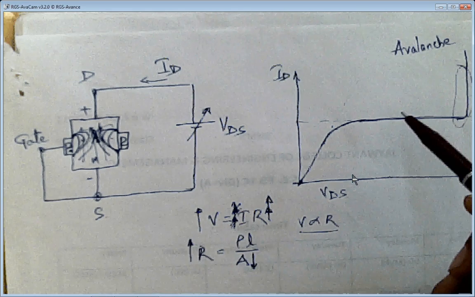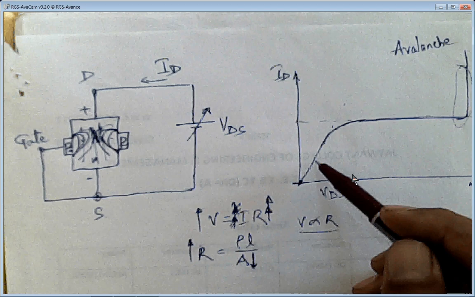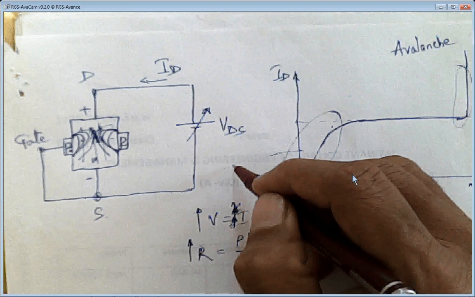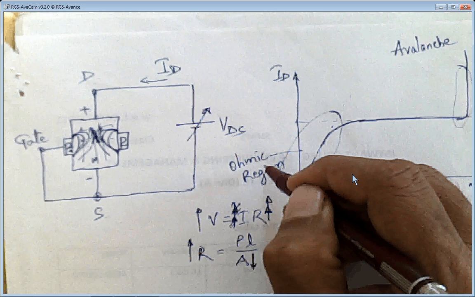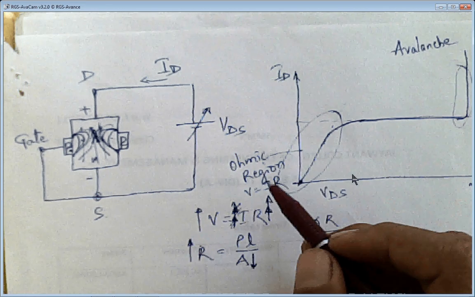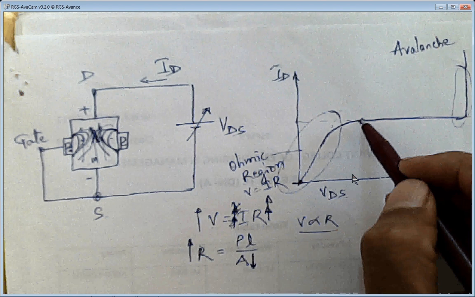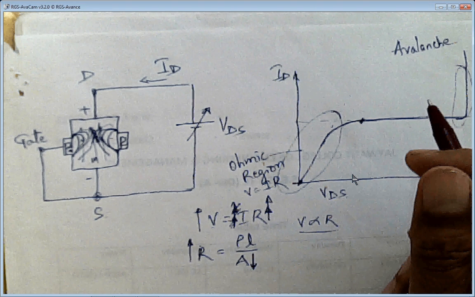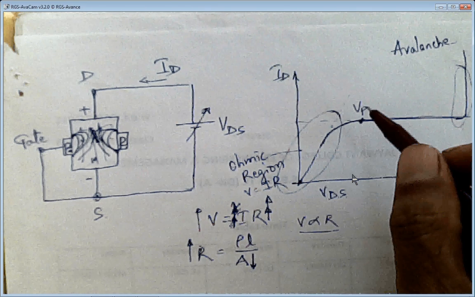So this is what the characteristics you will find. What you have seen here, as I increase voltage, current increases in this path called the ohmic region, because it follows Ohm's law. V is equal to IR is followed in this region. That's why we call this the ohmic region. When we have reached this point where the distance between the two depletion regions is at the minimum, that point is called the VP point or pinch-off voltage.